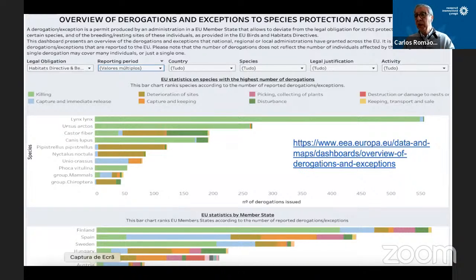And one thing about the derogations is this is also an obligation of the Berne Convention. But since many years now, the countries don't have to make a report to the EU and a report to the Berne Convention. The countries only report once to the European Commission, and then these reports are systematically made available to the Berne Convention, which reduces the administrative burden of the countries to report the same thing to different entities.